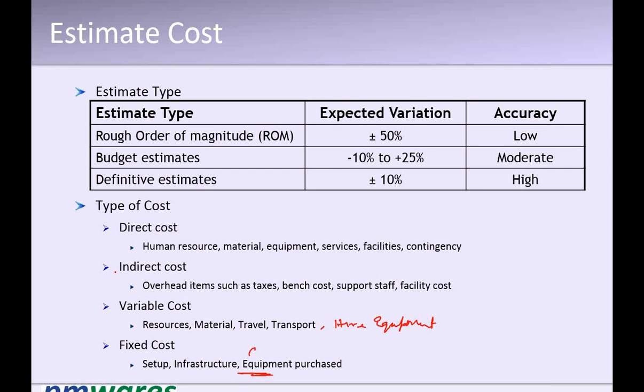In that case, it is a capital expenditure. It will be a fixed cost. If you have bought it, it is a capital expenditure, a fixed cost. If you have hired equipment, it is a variable cost.